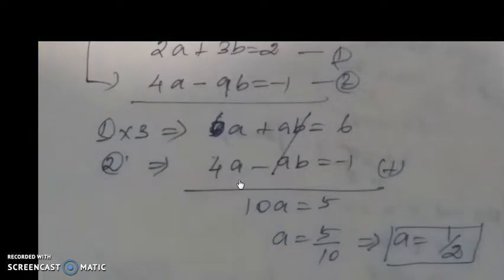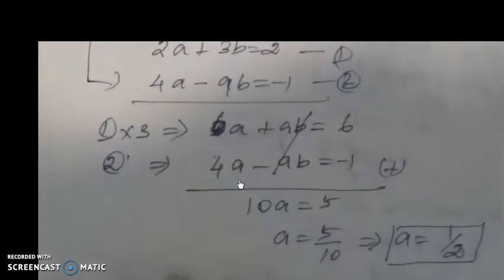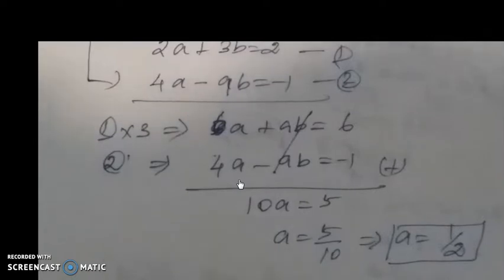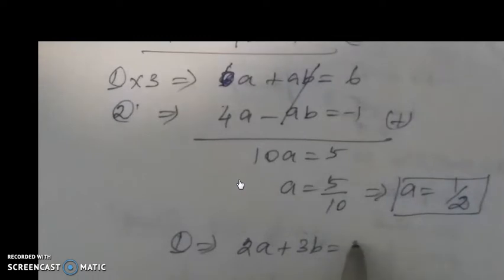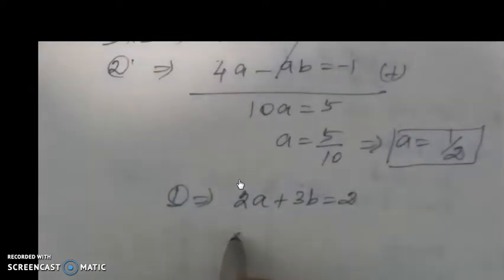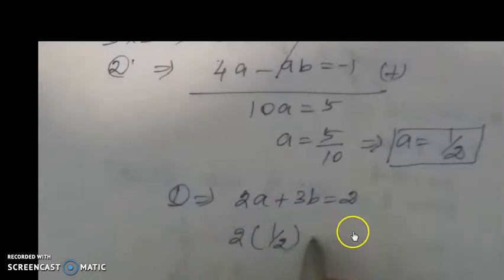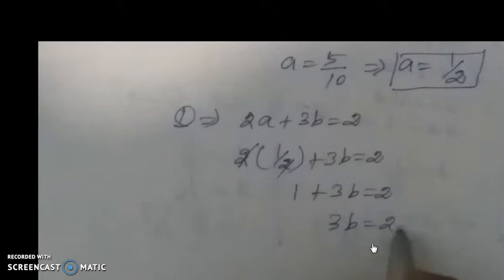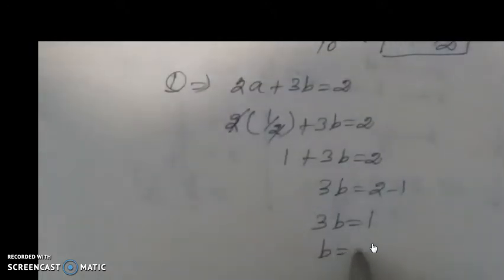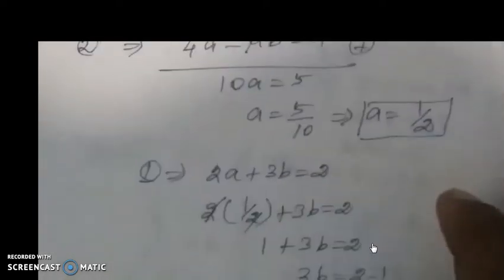Now we are going to find the b value. We substitute the a value in one of the equations. So equation 1: 2a plus 3b equals 2. Instead of a, substitute 1 by 2. So 2 into 1 by 2 plus 3b equals 2. This 2 gets cancelled. So 1 plus 3b equals 2. Therefore 3b equals 2 minus 1, so 3b equals 1, so b equals 1 by 3. The value of b is 1 by 3 and the value of a is 1 by 2.